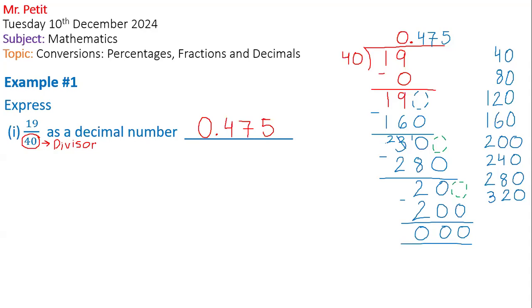So we got 0.475. Do we understand how to do this? Yes, sir. Pretty straightforward. Good. Let's do another one.